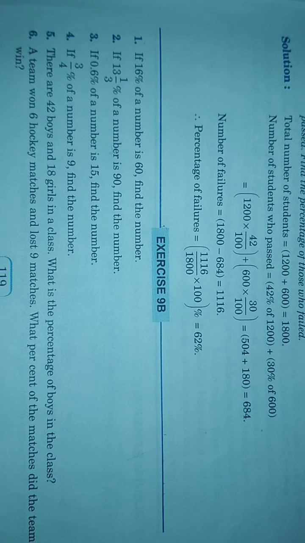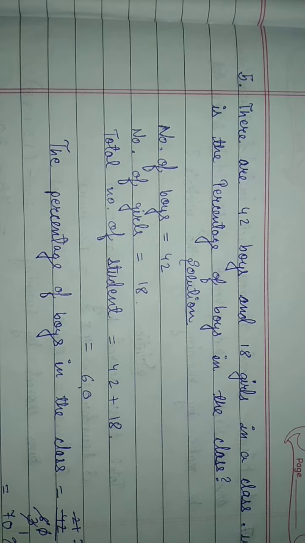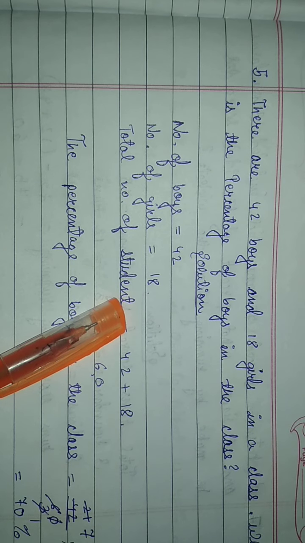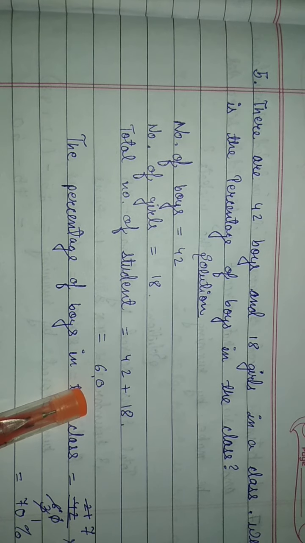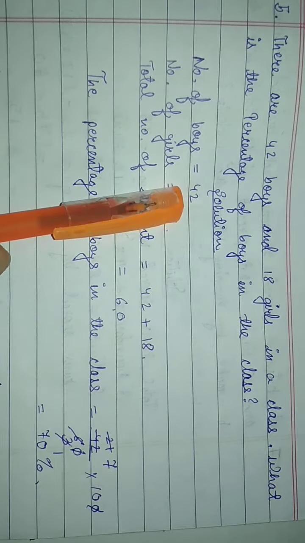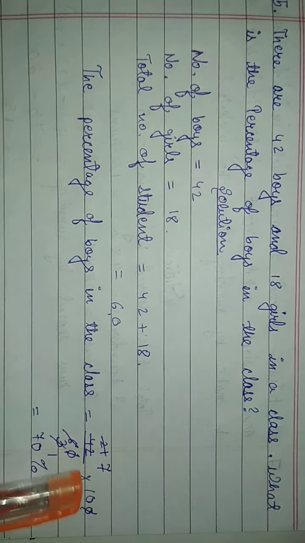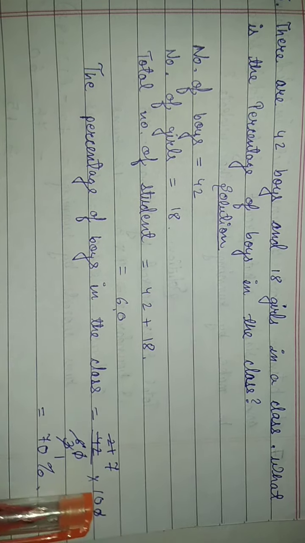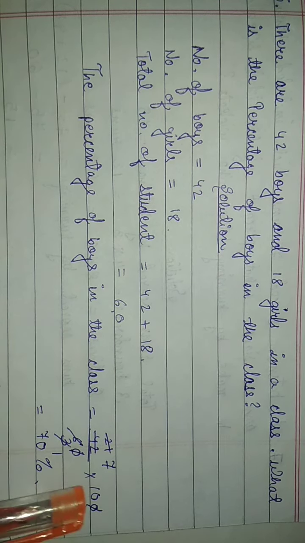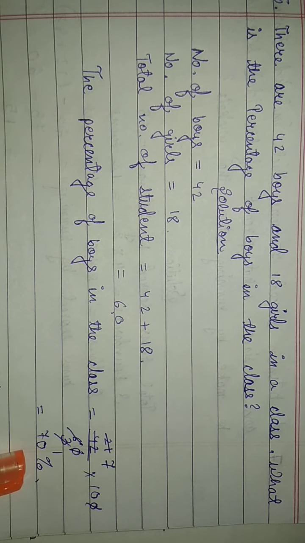There are 42 boys and 18 girls in a class. What is the percentage of boys in the class? So see here, number of boys is 42, number of girls equals 18. So total number of students will be 42 plus 18, that is 60. So percentage of boys in the class equals number of boys, 42, by total number of students, 60, into 100. To take out the percentage we have to multiply with 100. Okay, 42 by 60 into 100 will be 70%.